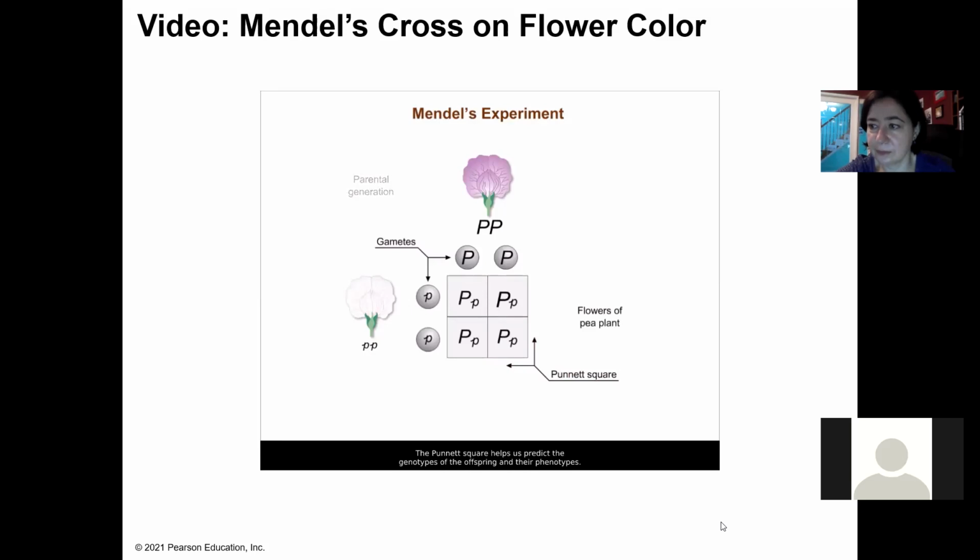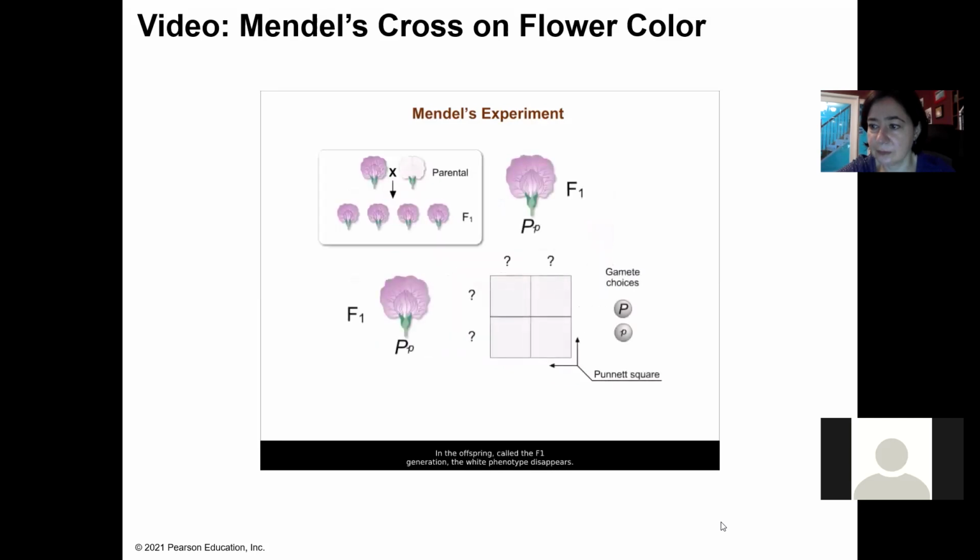and their phenotypes. Notice that all these offspring have the same flower phenotype as their purple-flowered parental generation. In the offspring called the F1 generation, the white phenotype disappears. If we mate these heterozygous plants to each other, or allow them to self-pollinate, let's see what kinds of offspring will occur. Using the Punnett square, we can predict the genotypes of the offspring, and then the phenotypes as well.